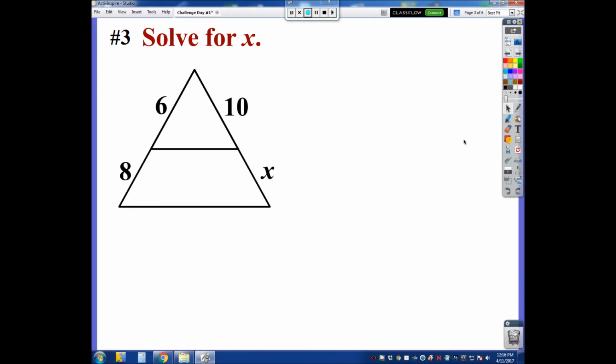Number 3, solve for x. So here is the first common misconception I see many students make. They'll look at this problem and go, all right, need to solve for x. X is a side, so let's set up some ratios here. I'm going to go left side, 6 over left side, 8 plus 6 is 14, and set that equal to right side 10 over right side 10 plus x, not 10x, that means multiplication.